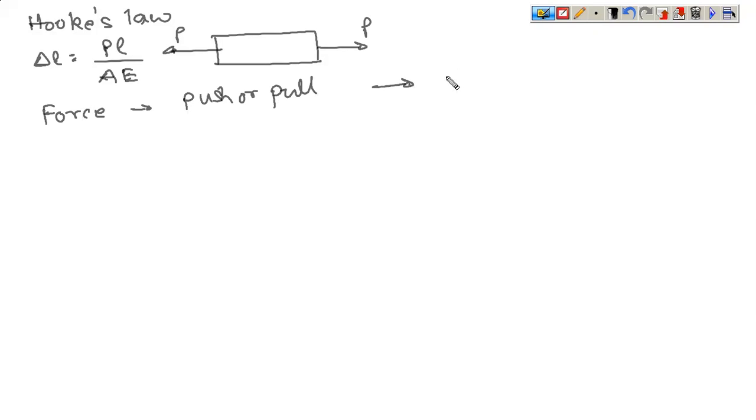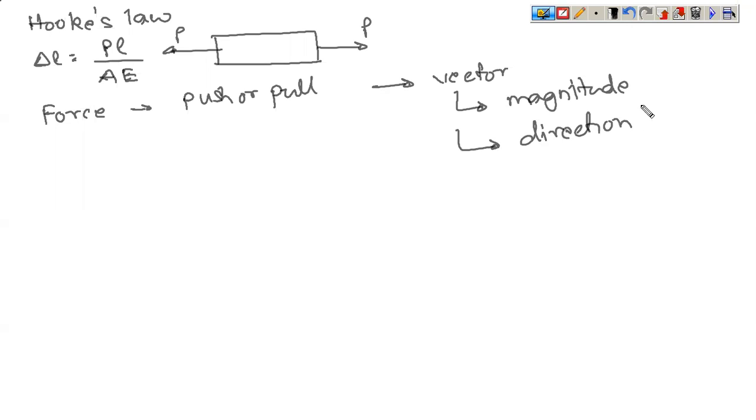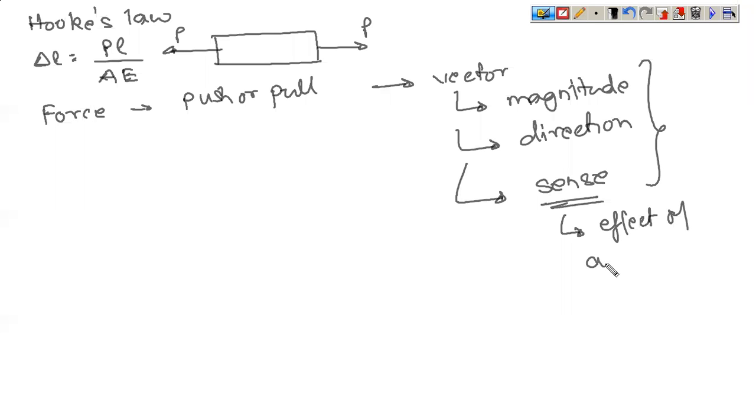So what you have learnt is this is a vector quantity, and a vector quantity has magnitude and direction. A scalar quantity is a quantity which has magnitude alone. Now this is the definition as suggested by physics. Engineering says that there is one third term, sense. It has to have a sense. Sense makes you understand the effect of application of load.